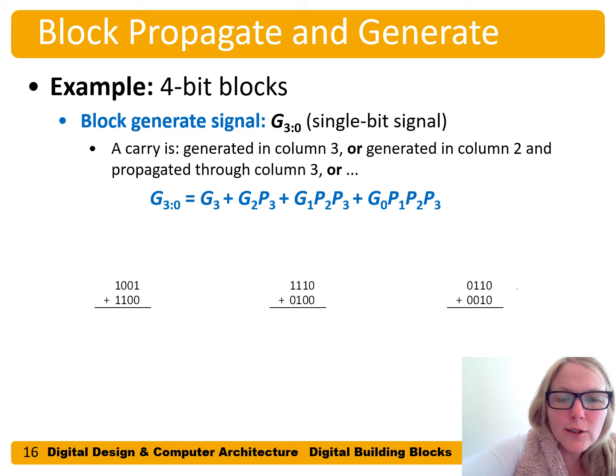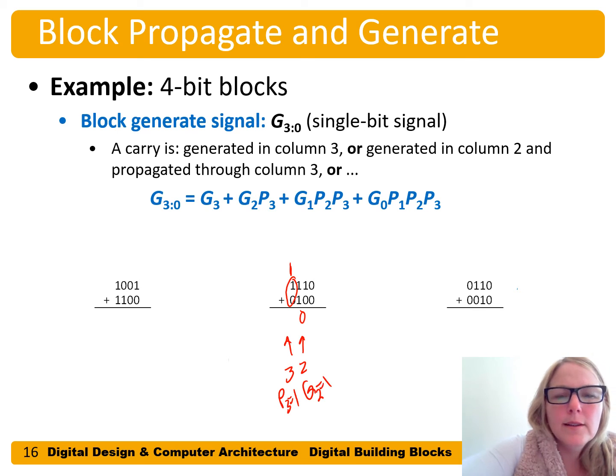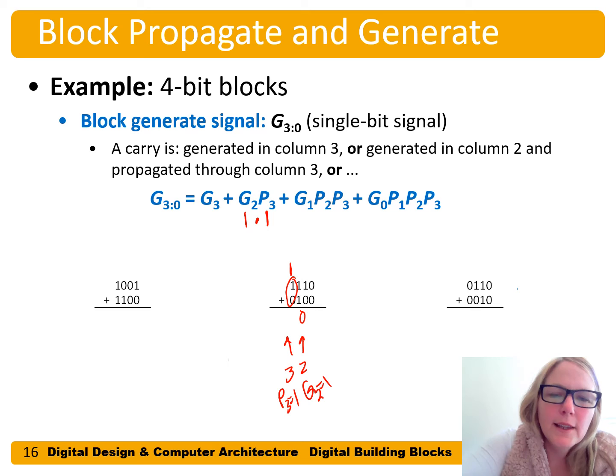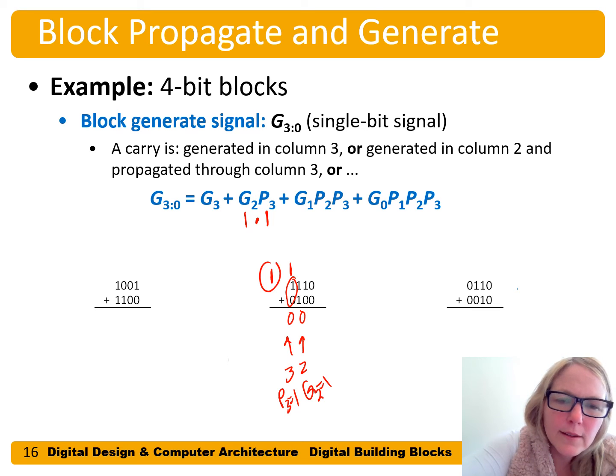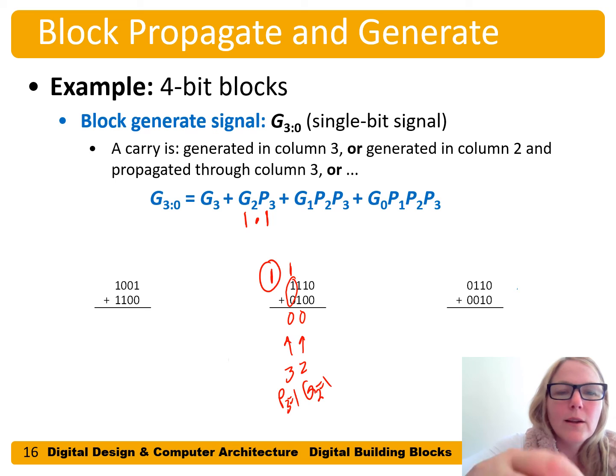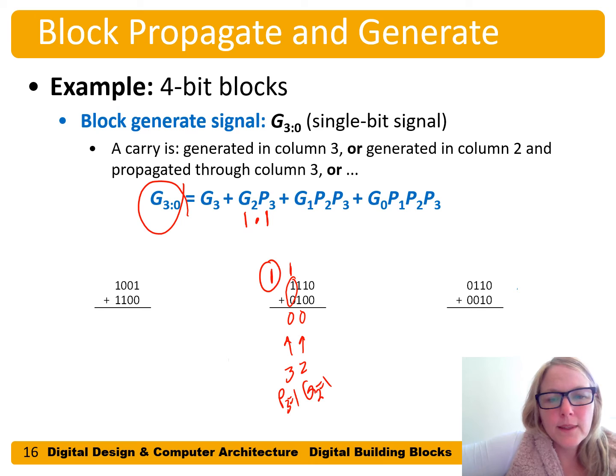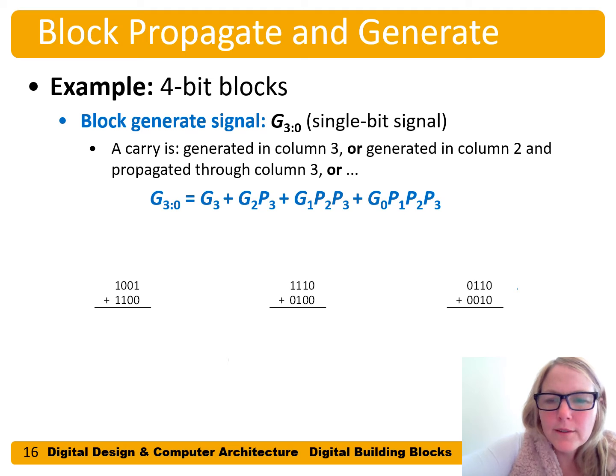Well, here's another case where we generate it in column 2. Here's column 2, and we propagate it through column 3. So 1 plus 1, 0, carry the 1, and it gets propagated, right? This propagate signal, P sub 3 equals 1, and G sub 2 equals 1. And so we get a 1 here, and it propagates it through column 3, and then we actually generate a carry from that block. Okay, and which will be C sub 3. And then here's another example.